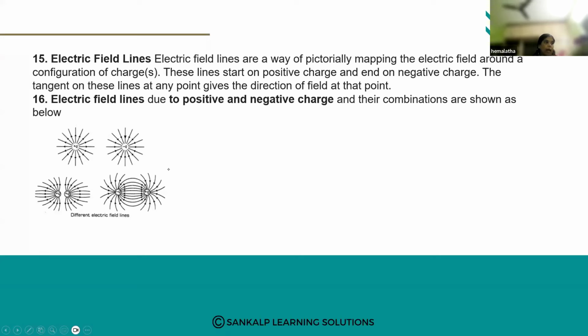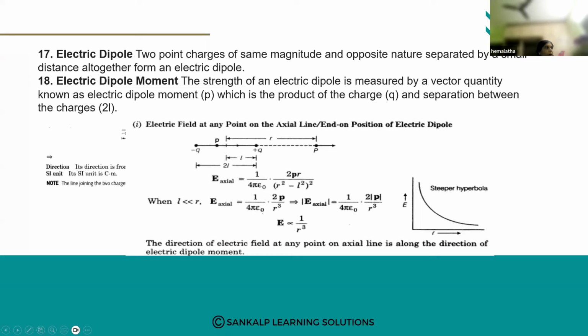They will ask this type of diagram in the examination, the electric field lines due to positive and negative charges and their combinations as shown below. They will ask you to select in MCQs. They give shapes and ask how it looks for an attractive force and how for a repulsive force. All this I have explained so far. Next, what I have to explain is the electric dipole.